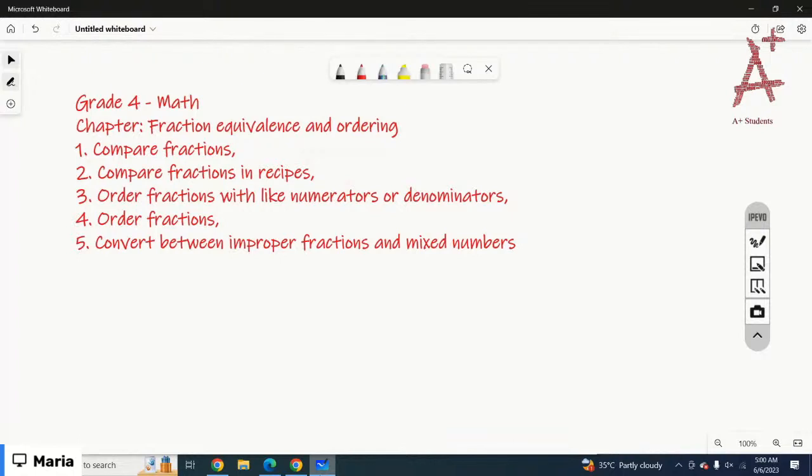We are here for grade 4 maths. You can find all the lessons on aplusstudents.com. You have to log in there using your email address and password as provided by the administrator. Then select math from the subject tab, scroll down to grade 4 and click on view all lessons.